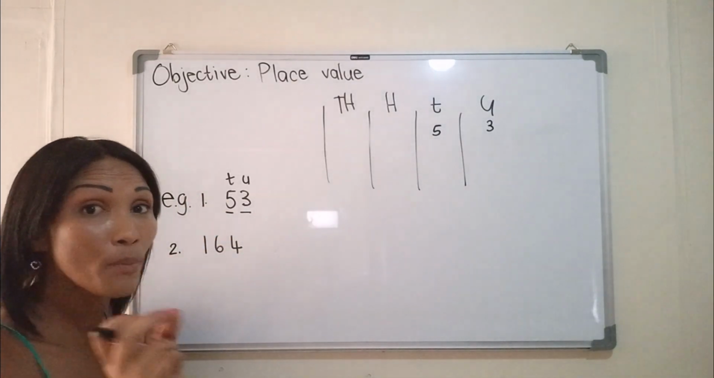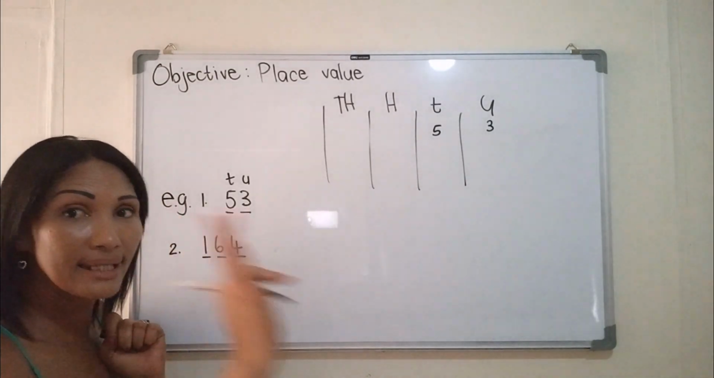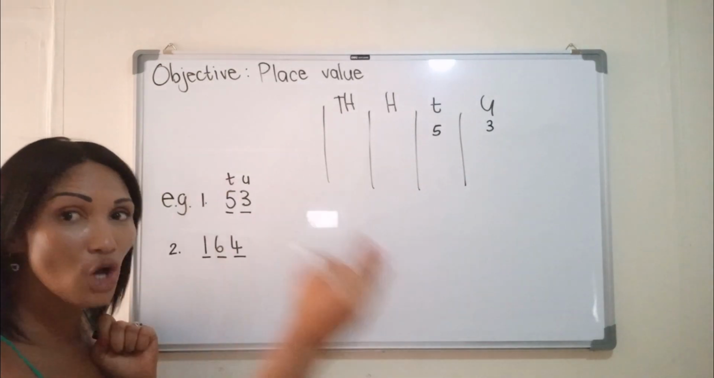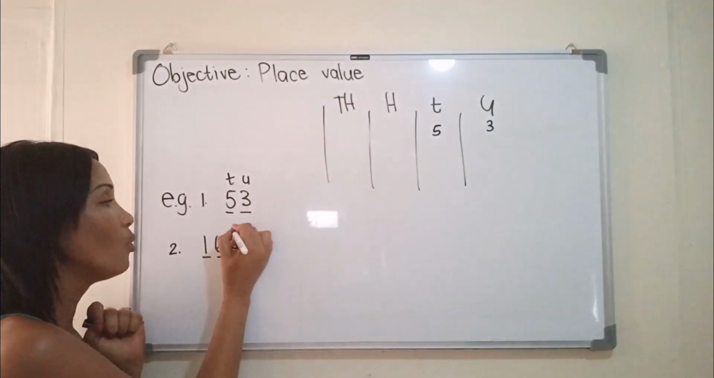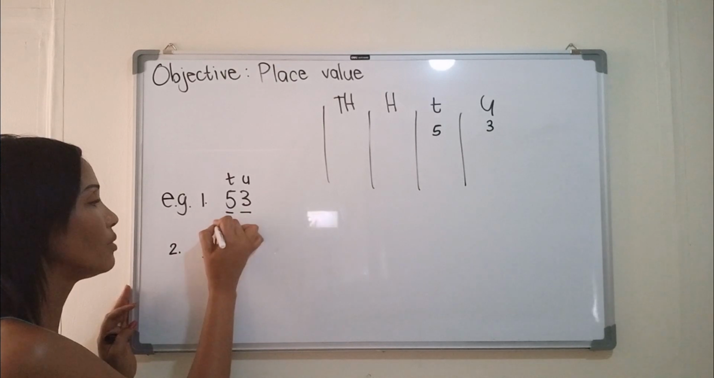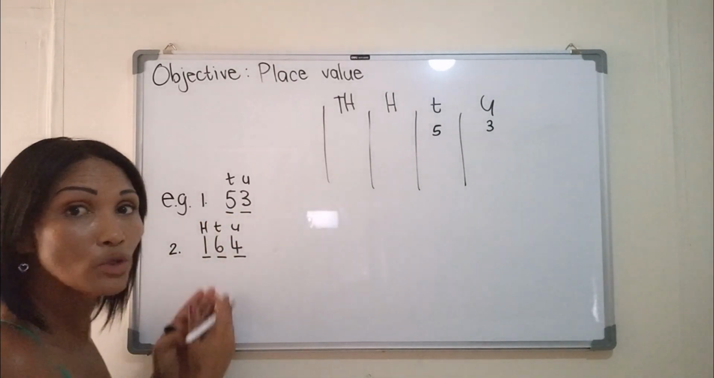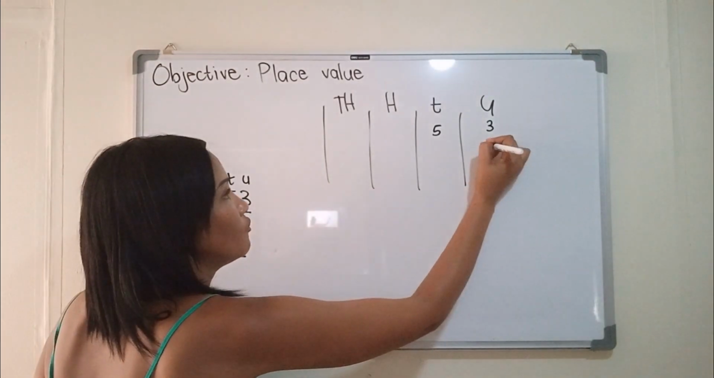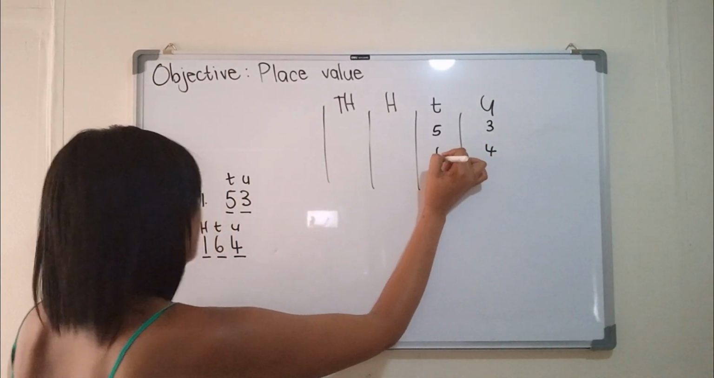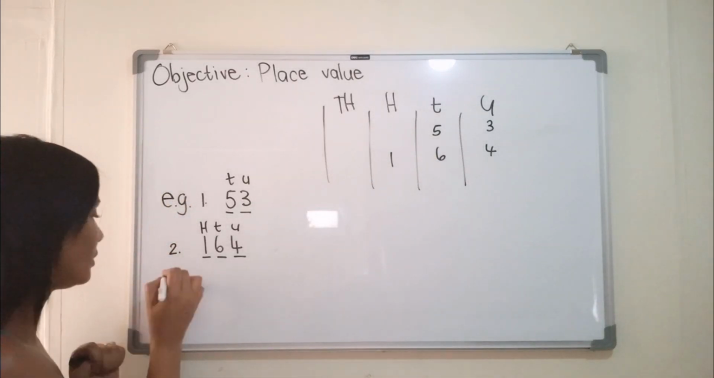Number 2. 164. How many digits do I have? 1, 2, 3. 3 digits. So we're starting at the back, identifying what digit goes where. 4 will be units, 6 will be my tens, 1 will be my hundreds. So now I'm going to place them into my correct column. 4, 6, and 1.